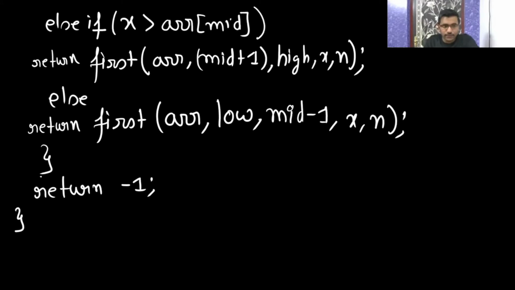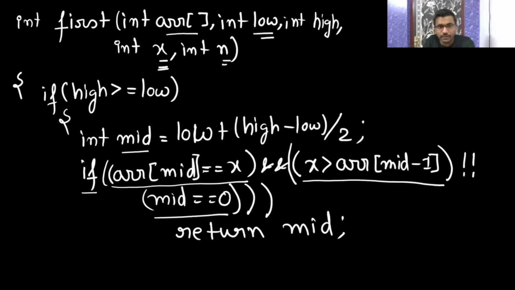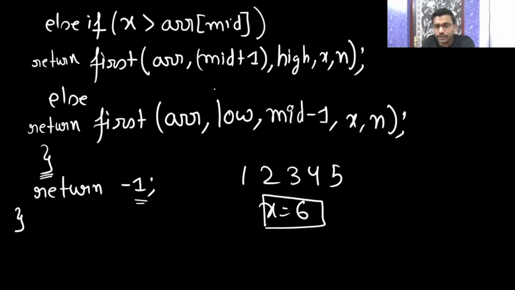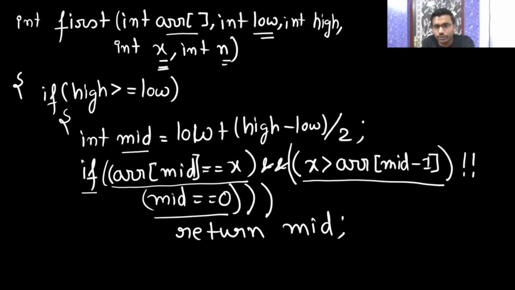So this we are having in the if case only. If high is greater than low, then only you will go inside that and return. And if you are not going to get a match, meaning this condition fails, then you have to return -1. If it will not find the element, let's assume you have 1 2 3 4 5 and you are searching for the element x equal to 6, then array of mid is never going to be x, you are never going to get x.